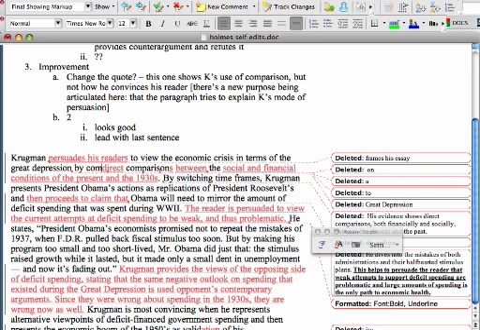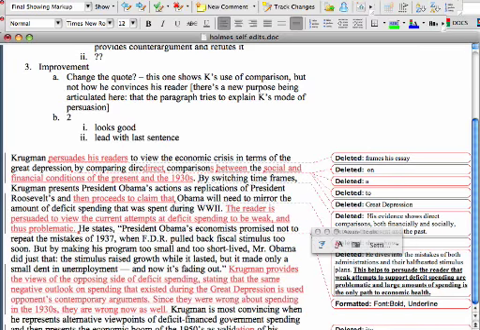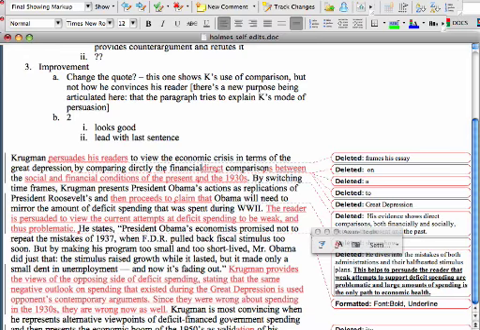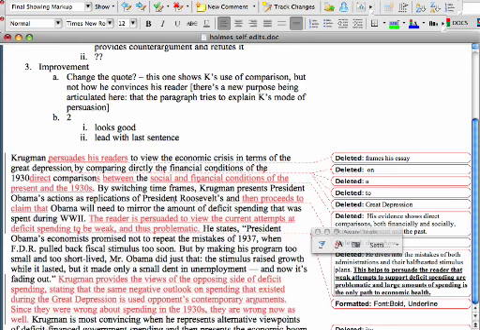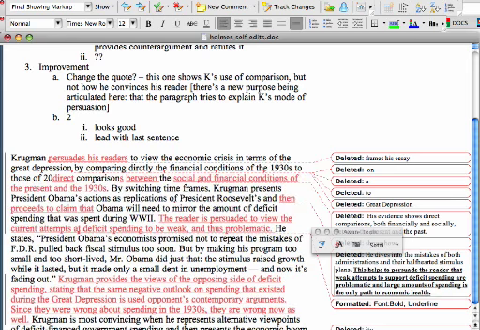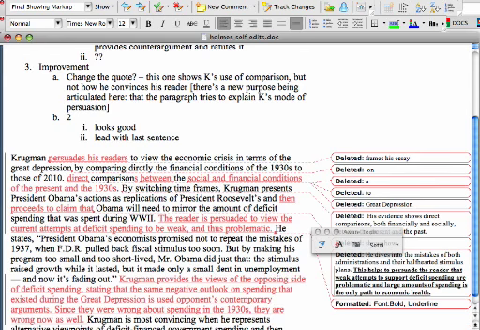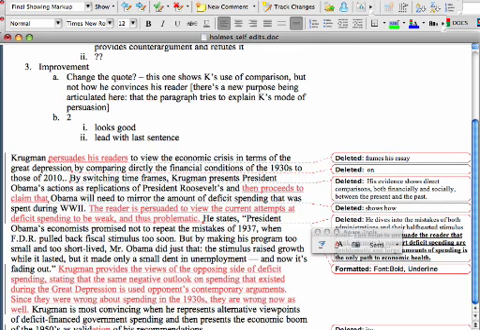By comparing directly the financial conditions of the 1930s to those of 2010, right? So now all of a sudden, direct comparisons aren't something that are just in Krugman's essay, right? Instead, Krugman is directly comparing, right? So because we're talking about how he's doing it, now we're talking about them in terms of verbs, right? So you're making it more active and more real. I know we're running a little bit short on time. If you've got to go, but I'm going to take another 3 or 4 minutes here.